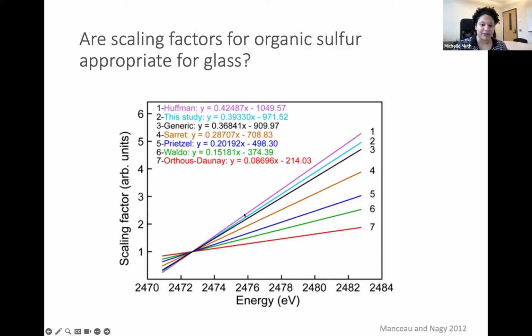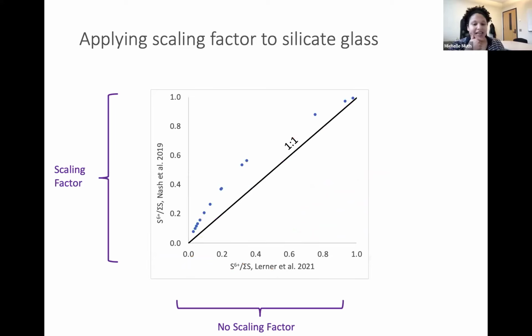So this is an example of some of the scaling factor calibrations. The blue one is one that people in the volcanic glass community have adopted in recent years. If we apply that to an example data set of natural sulfur XANES data, we can see that it does make an appreciable difference in how we're quantifying the sulfur XANES data available.